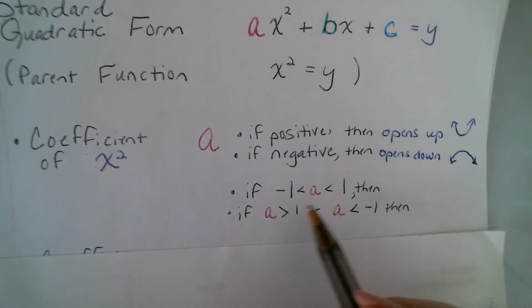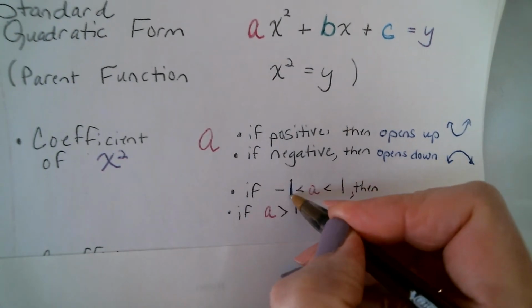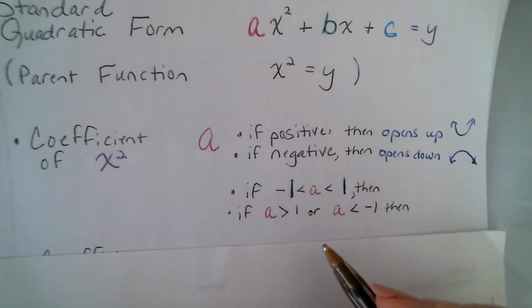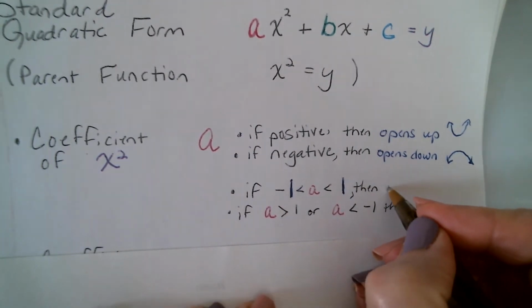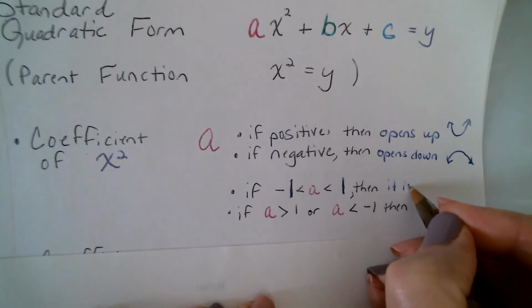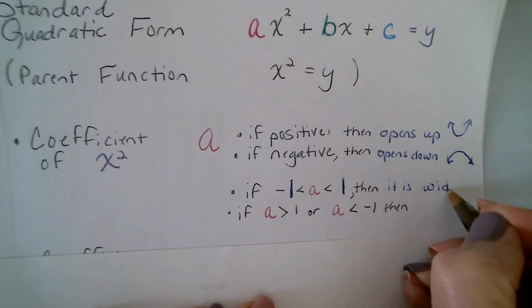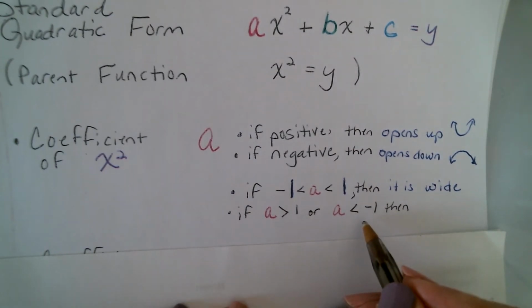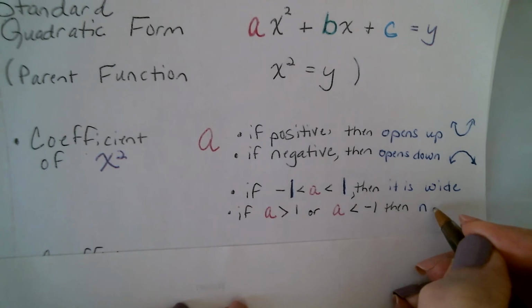And then as far as the number goes, if that number is between -1 and 1, or a fraction, then it is wide. And if it is greater than 1 or less than -1, then we say it is narrow.